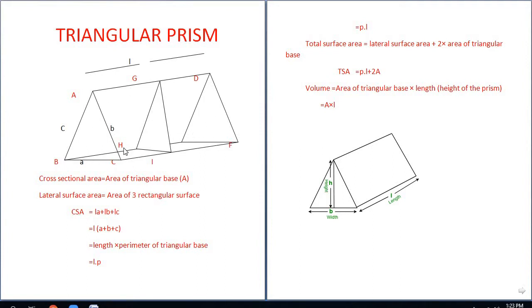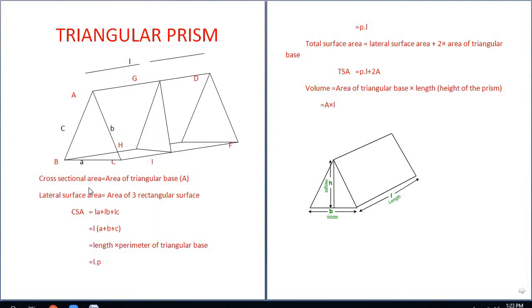From the triangular prism, we can calculate the cross-sectional area of the given figure, the lateral surface area of the figure, the total surface area of the figure, and the volume of the figure, that is of the triangular prism. Let us now first go through the area of cross section, or the cross-sectional area.